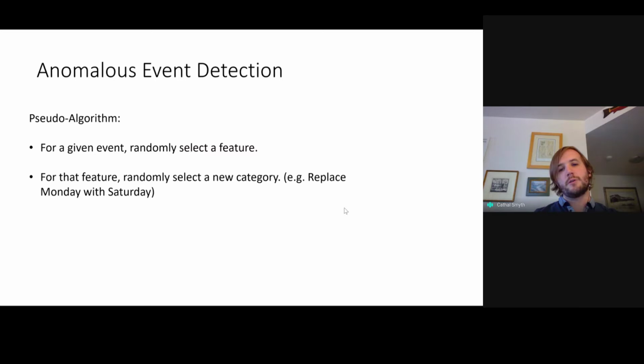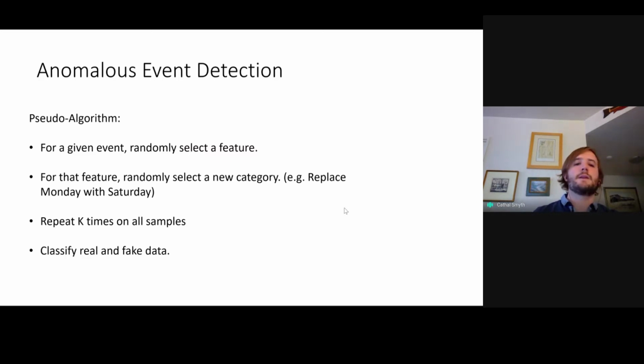Now, for that feature, you're going to randomly select a new category. So you might replace Monday with Saturday, which would be sort of unusual if it was a real 9-to-5 business. People work Monday to Friday. Nobody should be working on a Saturday. And you repeat this k times on all samples. So you want to have a high enough number that you're creating enough negative samples that it learns the true distribution, but obviously not so many that you're going to run out of hard drive space.